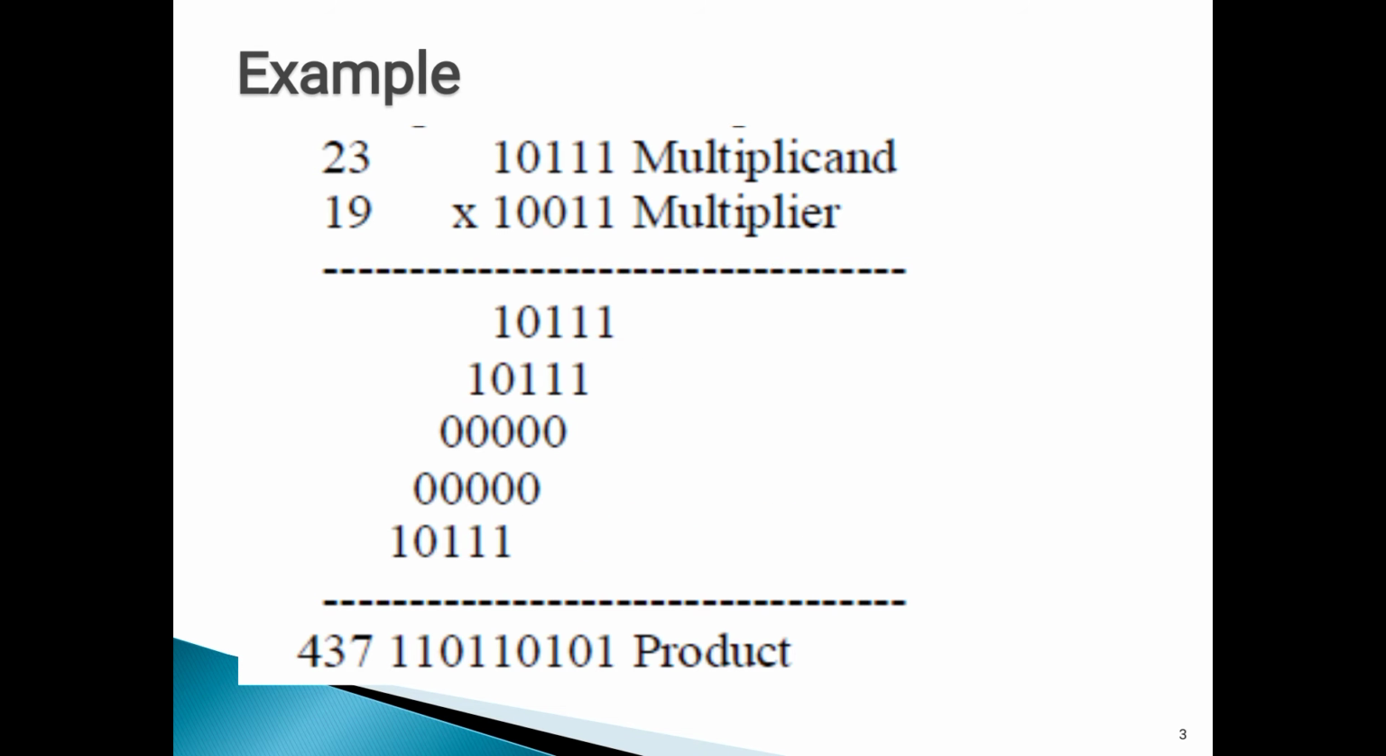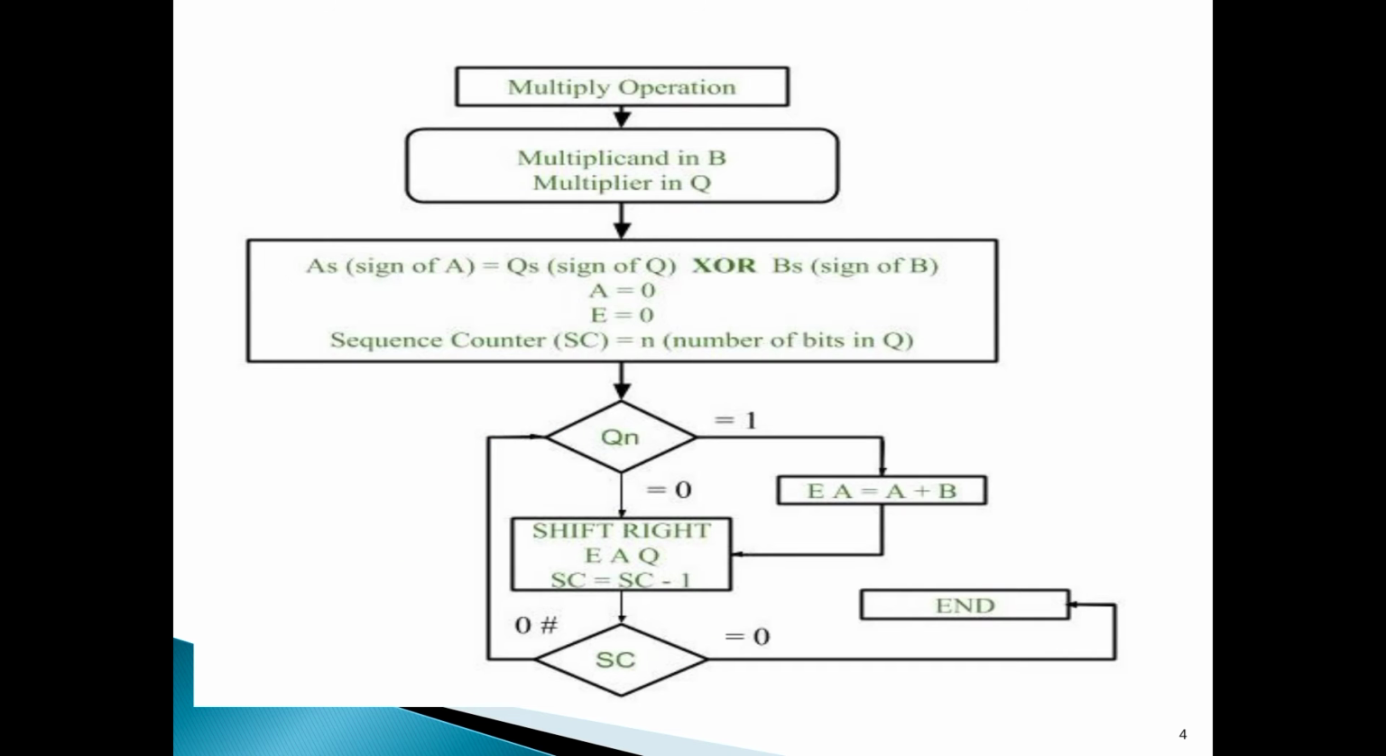Using the flowchart, how can you solve this multiplication operation? Looking at the flowchart for the multiplication operation, if you are performing any multiplication, we need two registers, known as B and Q, B into Q. Here B is the multiplicand and Q is the multiplier.